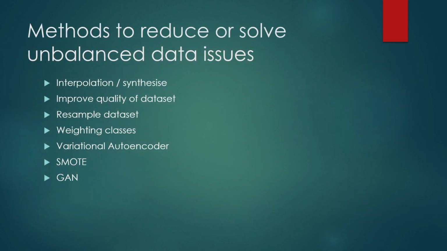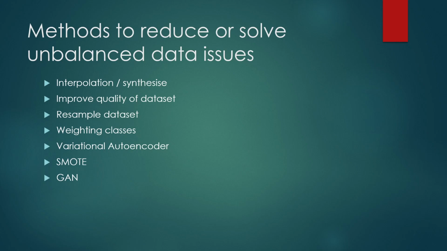And here are some methods we can use to reduce or solve unbalanced data issues. We can use interpolation to synthesize new data, improve quality of data set, such as gathering more data. We can resample data set to undersample or oversample, weighting classes differently, such as underweighting and overweighting. And then we have these advanced methods, such as variational autoencoder, which is a deep learning technique to interpolate data by taking data as inputs and discovering latent state representations of that data.